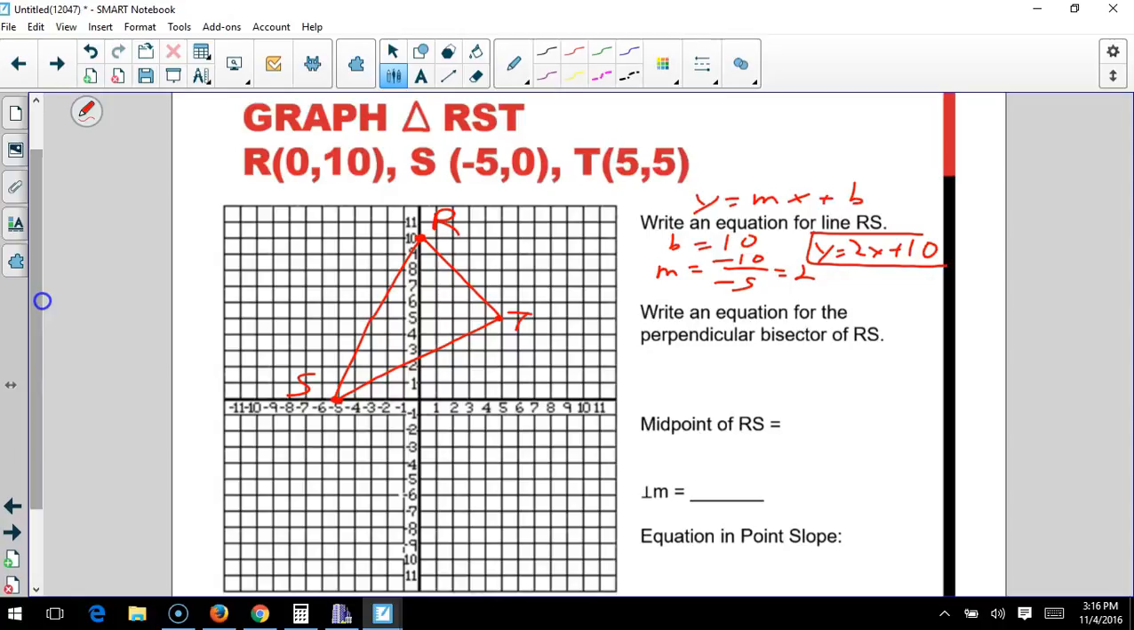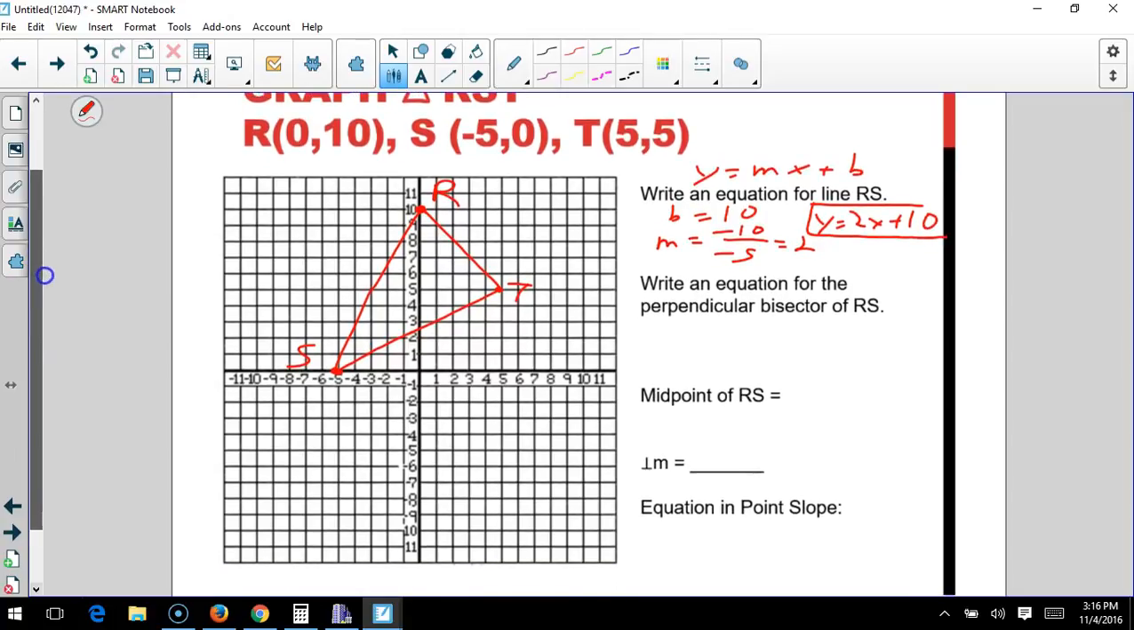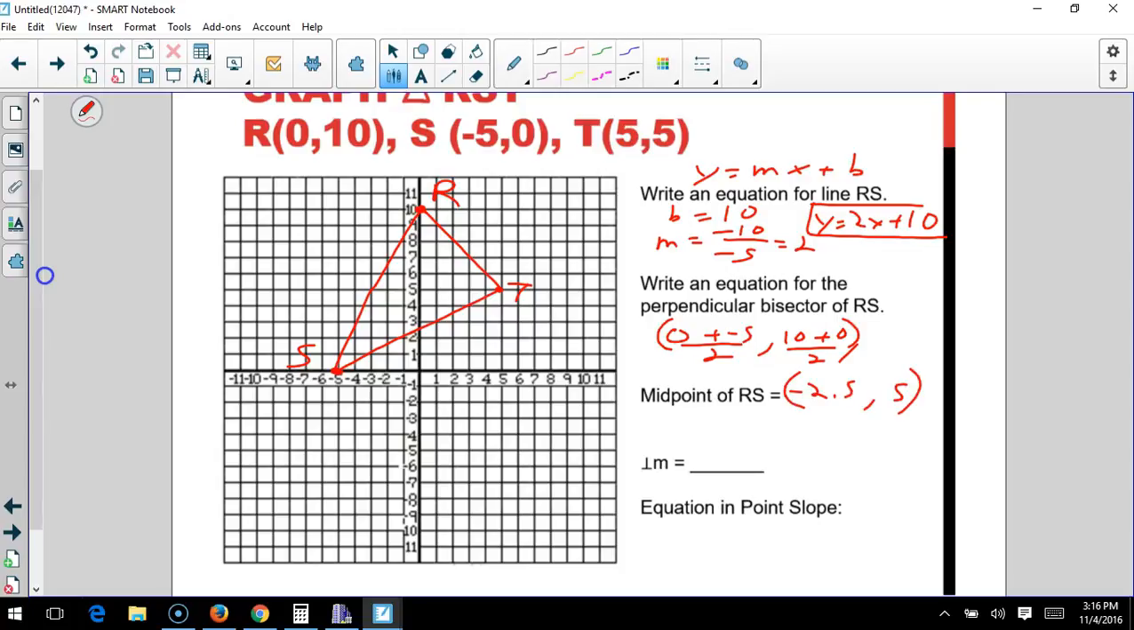Now, write an equation for the perpendicular bisector of RS. Now, we're not doing that yet. These are the steps to find that. So first we have to find the midpoint of RS. So that's going to be (0 plus -5) over 2, and (10 plus 0) over 2. So that's going to be -2.5, comma 5.